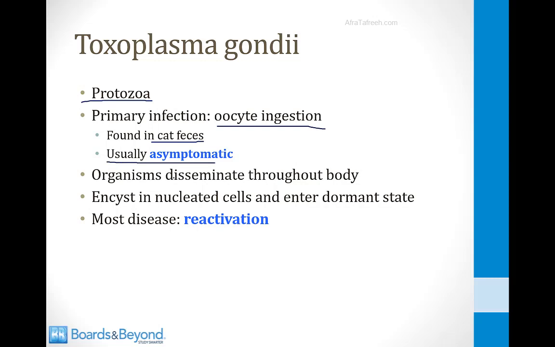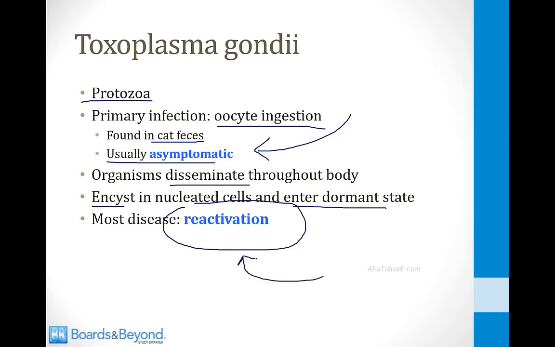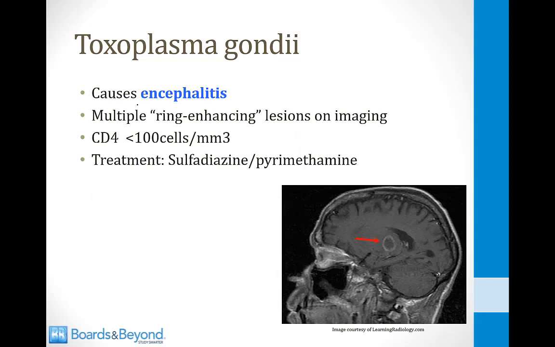After the primary infection, however, organisms disseminate through the body, and then they encyst in nucleated cells in the body, and they enter a dormant state. And so most disease of Toxoplasma in patients who have HIV comes from reactivation of this dormant stage. It's not the initial exposure that makes the HIV patient sick. It's the fact that they've been exposed, and now when their CD4 count becomes low, the Toxoplasma reactivates and leads to symptoms. The primary manifestation of Toxoplasma infection in patients with HIV is encephalitis.